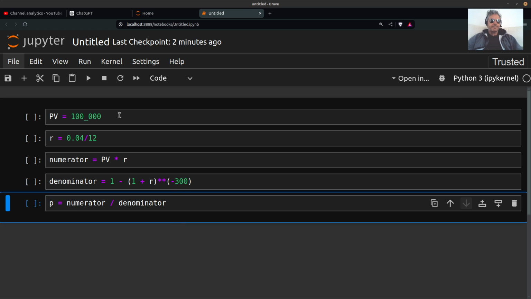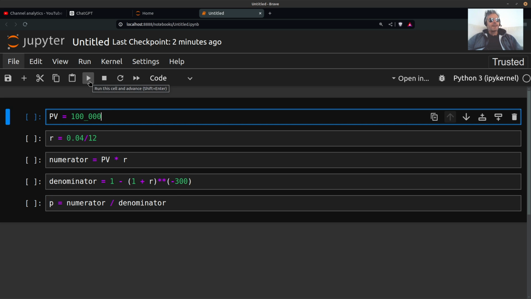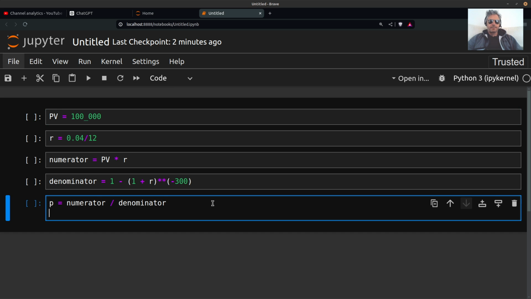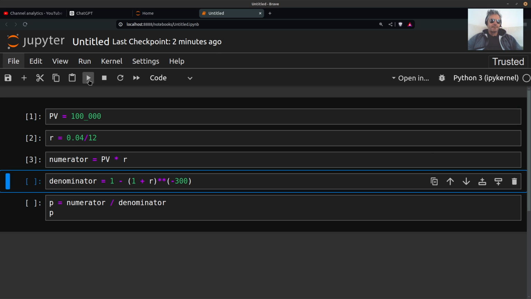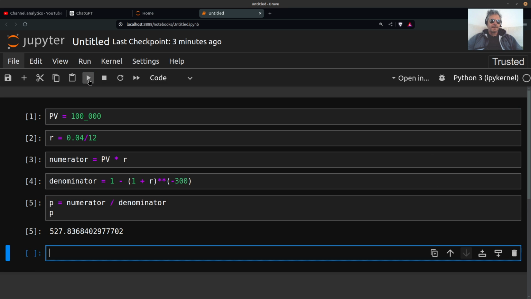So run this. We should get something about £500 per month, I think. We'll just put P there. The nice thing about Jupyter Notebook is you don't have to keep doing print statements everywhere. There we go, 527 a month. And you can check that. There are online calculators that obviously do this for you, but if you're writing some software, you don't want to be using online calculators. You want to know how to do this yourself.